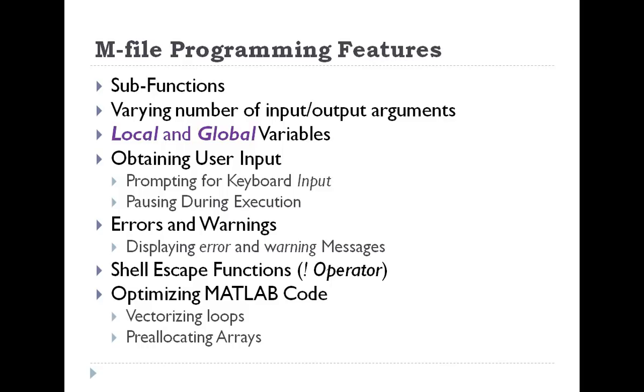Next is the M-file programming features. In the M file or script file, what features can we use? First, we can create subfunctions, that is, function files within the M file, with some extra commands. Then we can use input and output variables, where the number of variables can vary, and we can change our input and output arguments also. Then there are local variables and global variables.